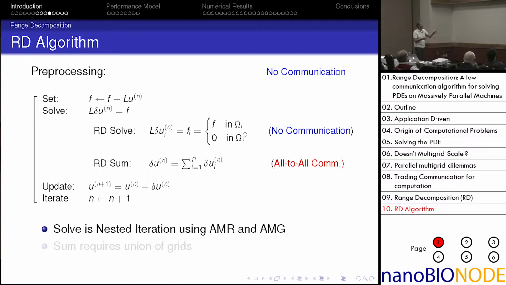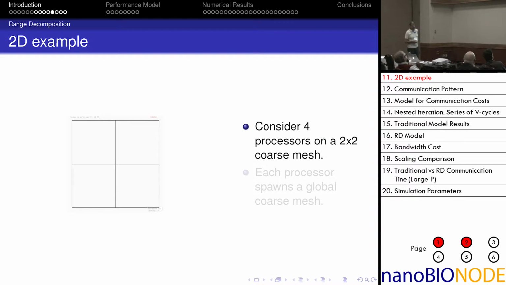So the solve that we're doing here is nested iteration using adaptive mesh refinement and AMG as the solver. Okay, so the sum requires a union of the grids. So let's look at a problem. I'm going to try to make the simplest possible thing. Of course, 2x2, a 4 processor computer we don't care too much about, but this illustrates it.